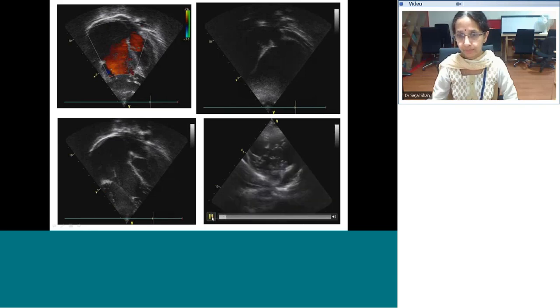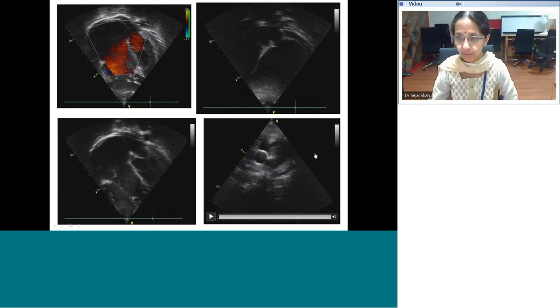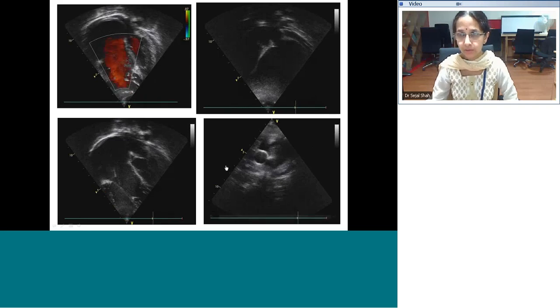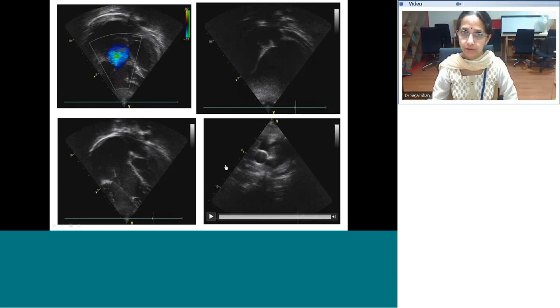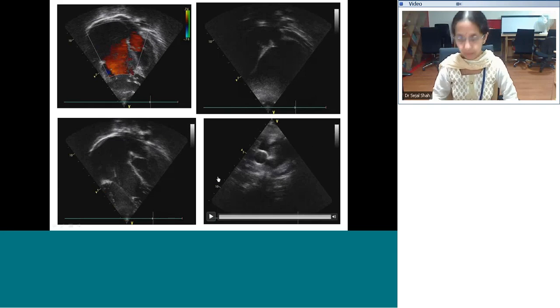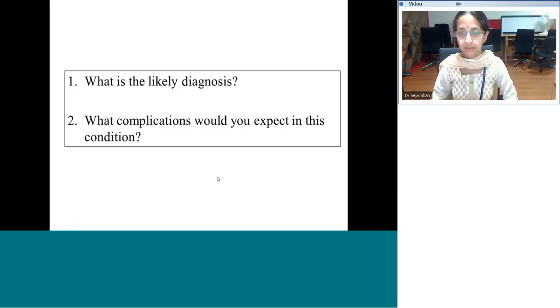See, that's the STL. So I'm getting answers like cardiomyopathy on the right side, Uhl's anomaly, and arrhythmogenic right ventricular dysplasia. Yes, so I think we are very close to that. Sometimes on echo you may not be able to differentiate all these, so your likely diagnosis could be all these three. And what complications would you expect in this condition?